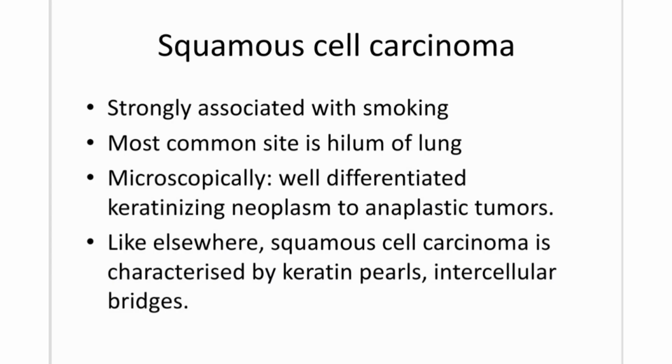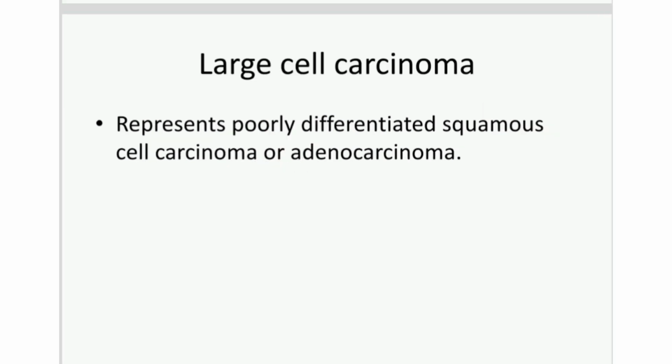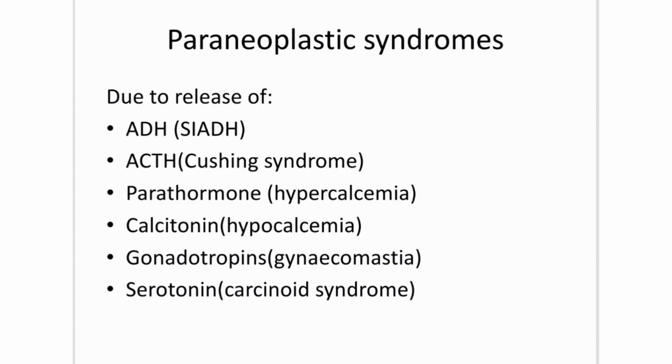Coming to squamous cell carcinoma, again it is strongly associated with smoking. Most common site is hilum and microscopically it ranges from well differentiated to anaplastic. जैसे दूसरी जगह है वैसे यहाँ पे भी केराटिन पर्ल्स, इंटरसेलुलर ब्रिजेस मिलेंगे हमको. इसमें भी हमको हाइपरकैल्सीमिया मिलेगा एज अ पैरानियोप्लास्टिक सिंड्रोम. मार्कर्स आर P40 and P63. Large cell carcinoma, it usually represents the poorly differentiated squamous cell carcinoma or adenocarcinoma.